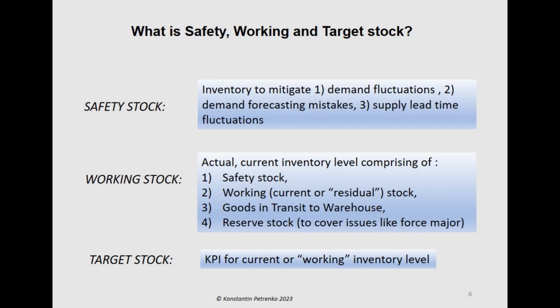Thus, safety stock is the ballast or holding inventory to mitigate demand fluctuations, demand forecasting mistakes, and supply lead time fluctuations. Working stock is the actual or current inventory level comprising of safety stock, working or current stock, goods in transit to warehouse, reserve stock, to cover issues like force majeure. Target stock is the KPI for current stock, used for operational management purposes and benchmarking.